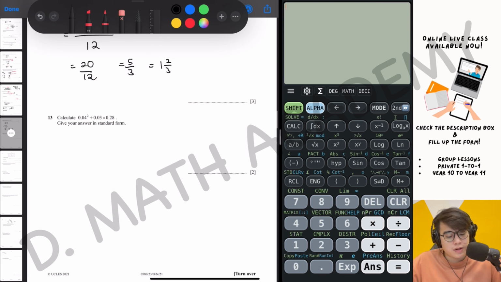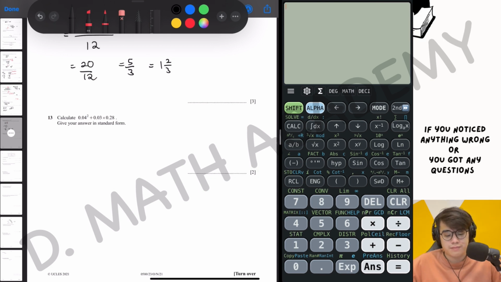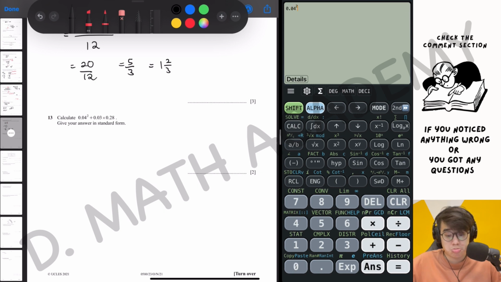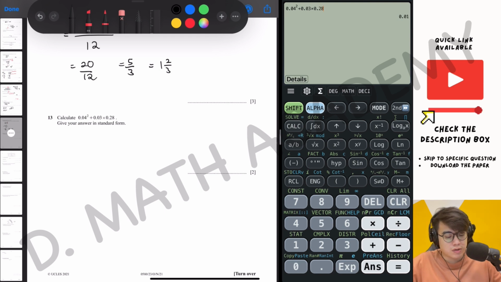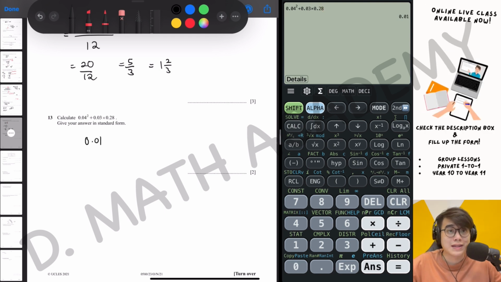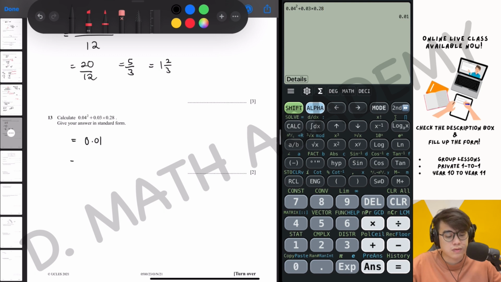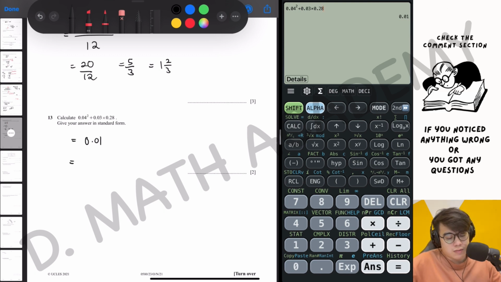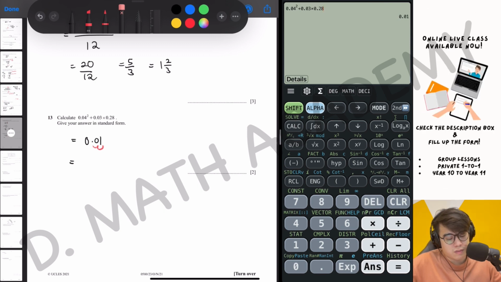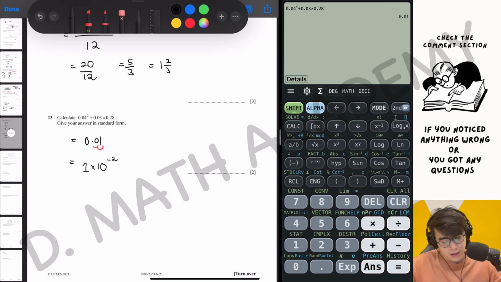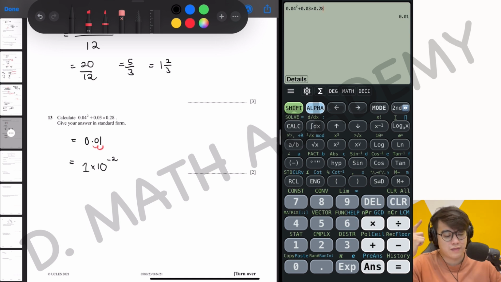Okay, next part here we have 0.04 squared. Okay, just key it in. Plus 0.03 times 0.28. So this answer will be 0.01, but at the moment the answer that we got is still not in standard form yet. So we are required to shift it twice to the back. So we have 1 times 10 to the power of negative 2, because we're shifting it to the back. Okay, if it's to the front, then it will be positive.